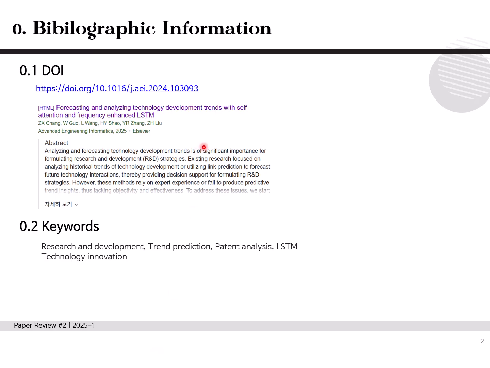The bibliographic information of this paper is that it was published in Advanced Engineering Informatics in 2025, and it is about technology innovation and trend prediction with patent analysis. They use the main path of deep learning, which is LSTM or the self-attention model, to enhance the prediction and make it better than previous papers.